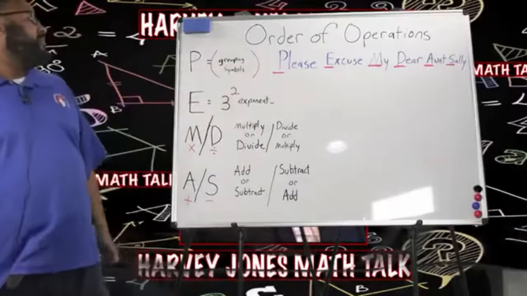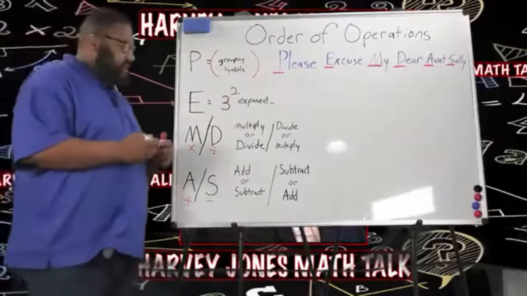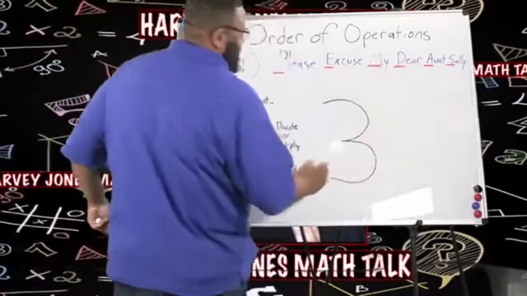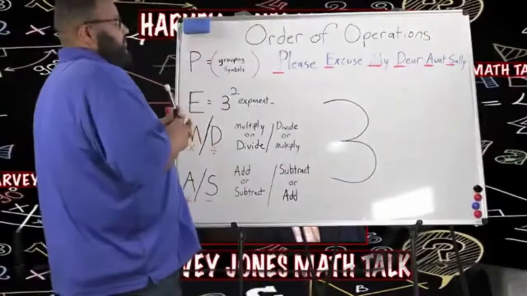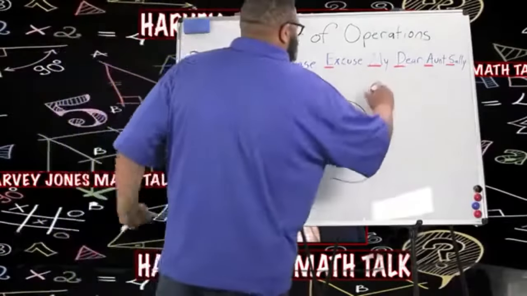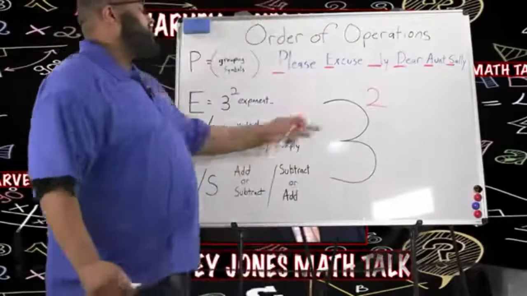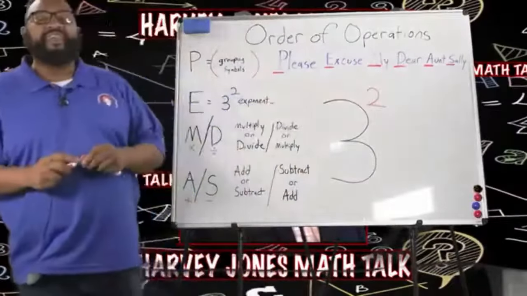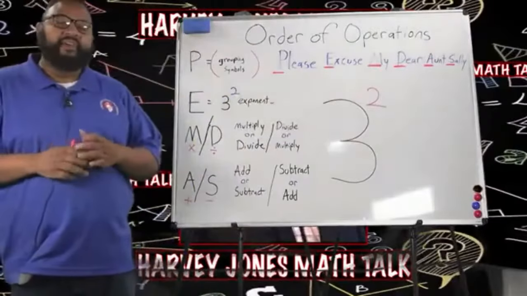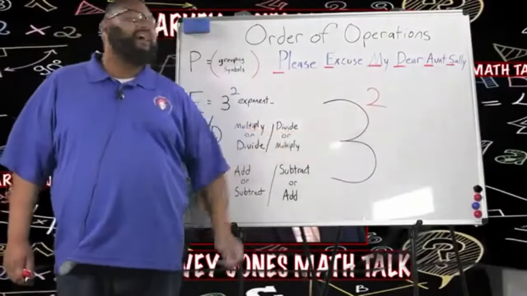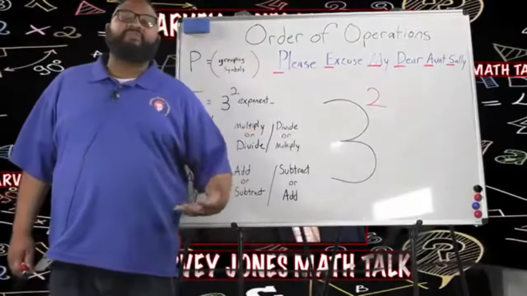Now, what usually happens with an exponent is you're going to have a really big number, and then right in the corner, you're going to have a smaller number. This smaller number is what we call the exponent. And this exponent tells the big number how many times to multiply itself.